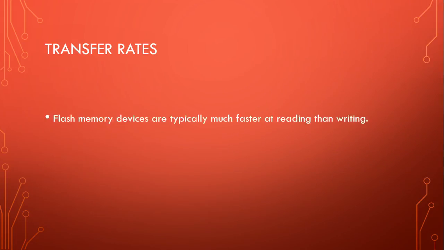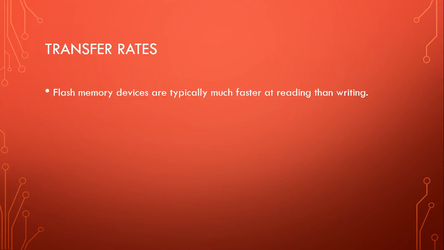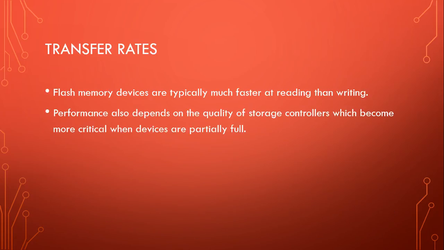Now let's talk about transfer rates. Flash memory devices are typically much faster at reading than at writing. So they're a lot faster to read data, so that's why it's really good for things like your operating system. For example, you put your operating system on a solid state drive. It's really good to be able to read that information and pull it up for you really quickly. Writing speeds are a little bit less, but they're still usually substantial. Now, performance also depends on the quality of the storage controllers, which become more critical when your devices are partially full. So an empty device is going to have great performance, but as that device starts filling up, it's going to start to bottleneck.